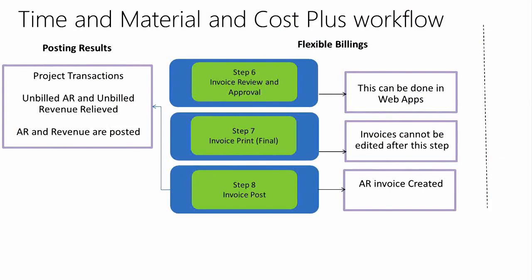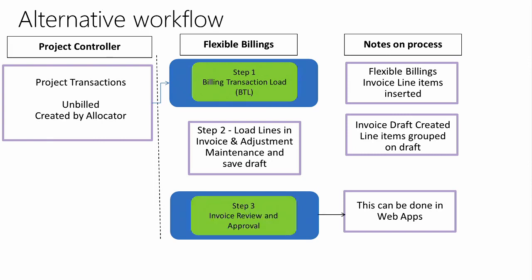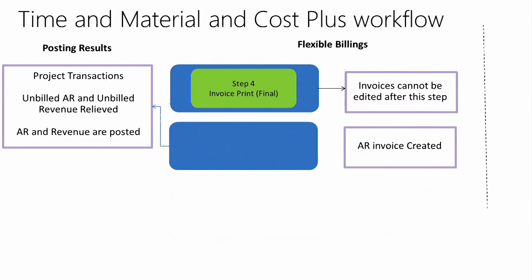So let's look at the alternative workflow that we would have, where we would have our line items in project transactions created by allocator. We still would run billing transaction load because that would bring the data over into billings. But then instead of running auto invoice creation, which automatically creates my drafts for me, I could instead go into invoice and adjustment maintenance, load my lines separately onto a draft, and then follow the same workflow where I'd review the invoices and approve them, and then I'd print them and I'd post them.